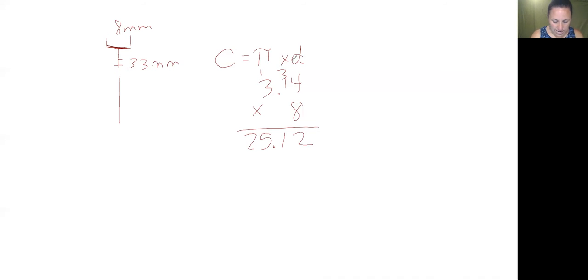All right. Now that we have the circumference, now we can find the mechanical advantage. And so we can remember that the mechanical advantage of a screw is the circumference of the head divided by the pitch, okay? And so we just found the circumference of our circle, and so we are going to do 25.12 divided by our 3 millimeter pitch, okay?